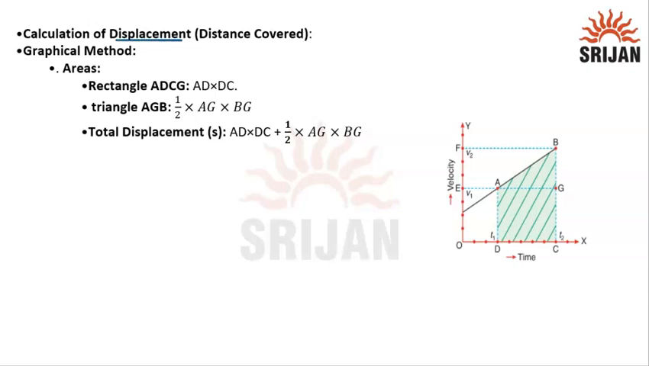Now, if we need to calculate the distance or displacement covered, then we can find the area under this graph. Again, we have divided this graph into two parts, this rectangle and this triangle. We are going to calculate the area of this rectangle, that is length into breadth. Then the area of the triangle, half base into height. Base is AG and height is BG. And then adding both the portions we get the total displacement or total distance covered through this velocity time graph.